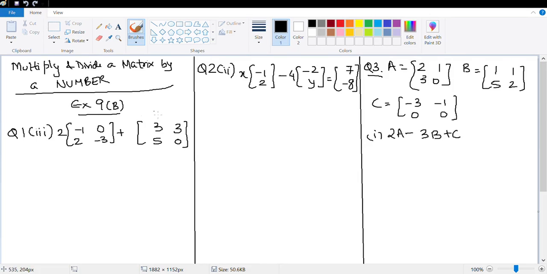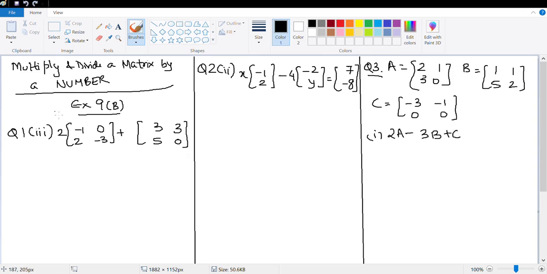Hi guys, let's look at the next exercise in the chapter Matrices 9B. This exercise involves multiplication and division of a matrix with a number. Now how do you multiply and divide? Well, you multiply the number with each element inside the matrix, and divide each element by the number when dividing. Let's look at some examples, it will become slightly more clear.